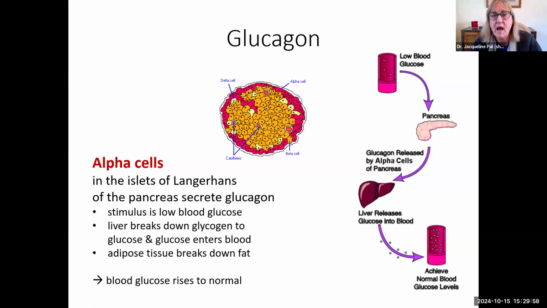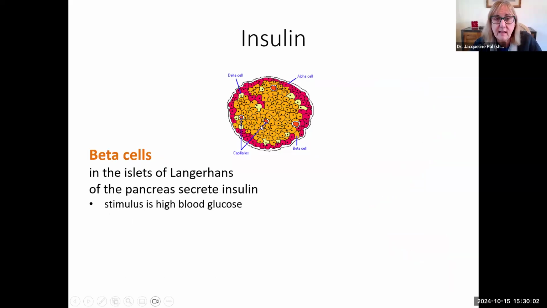Now, if the opposite happened, let's look at another cell. The beta cells, all these orange cells here in the middle, the islets of Langerhans. These are the beta cells. Why? Because they were the second cells to figure out what they do. They secrete insulin. The stimulus for insulin secretion is a high blood glucose level.